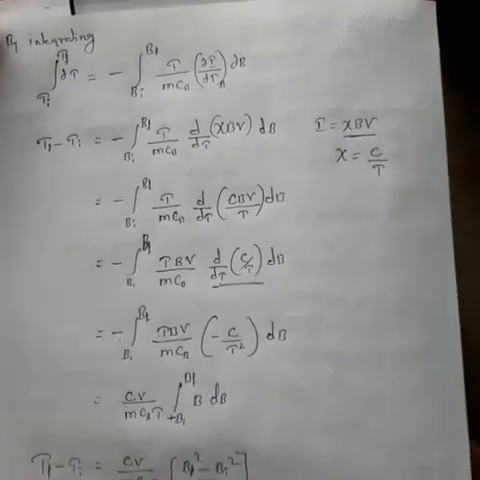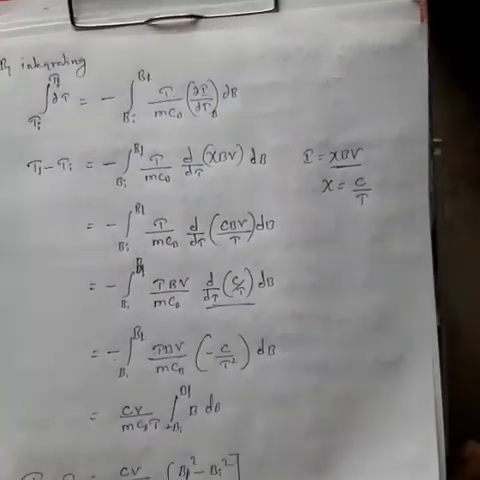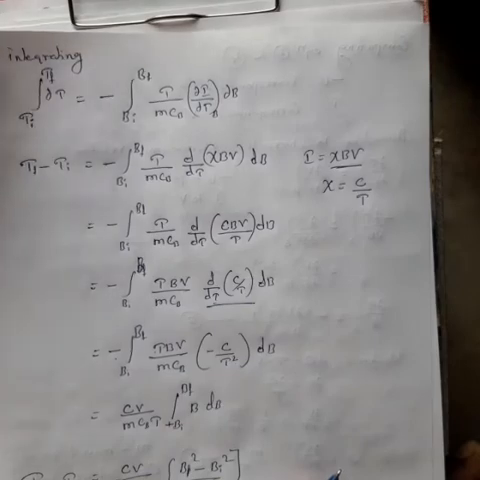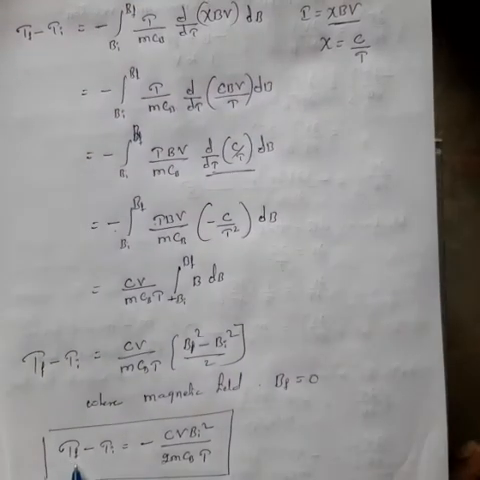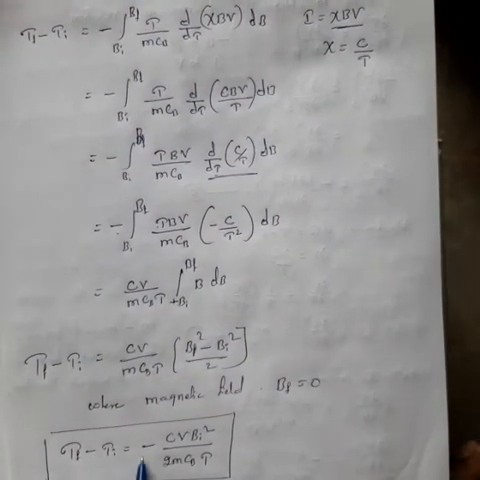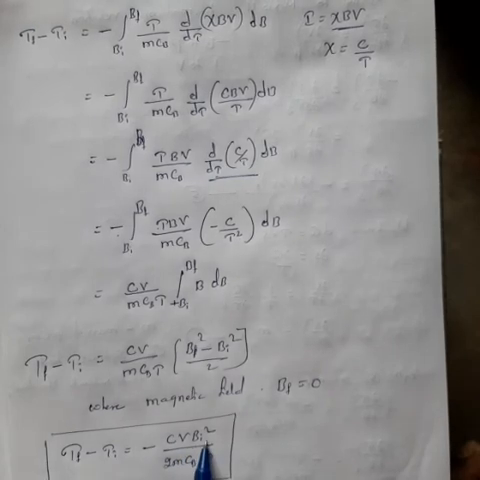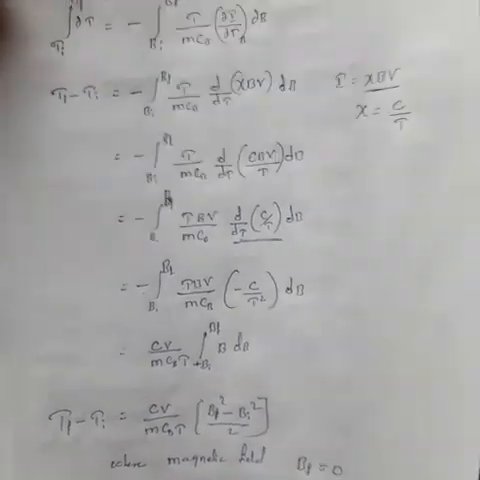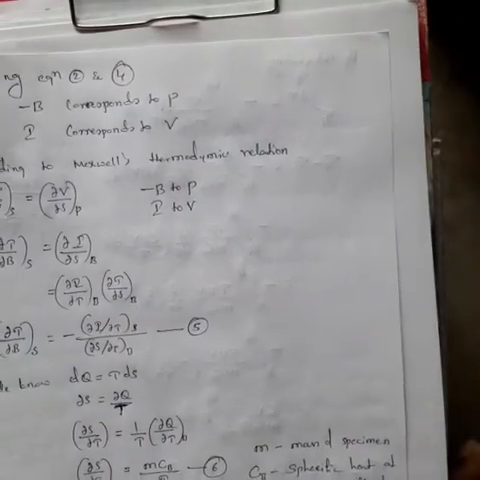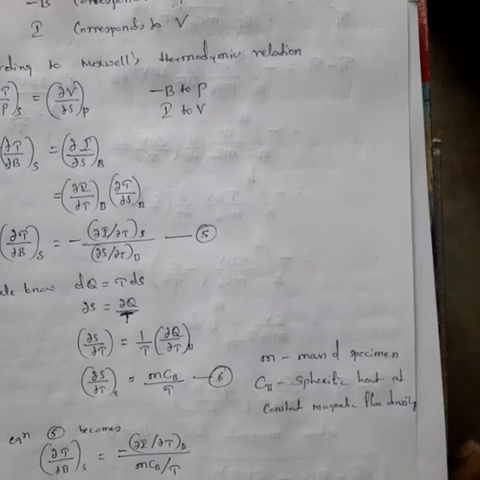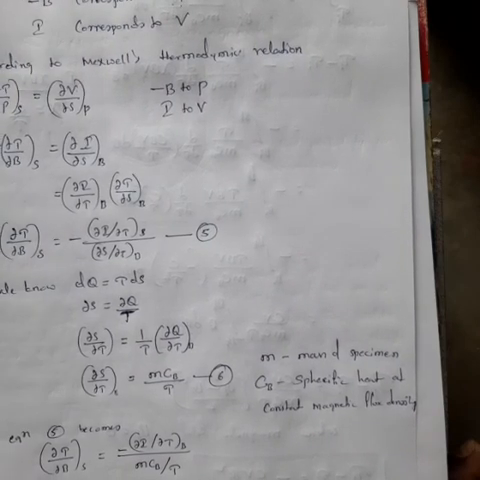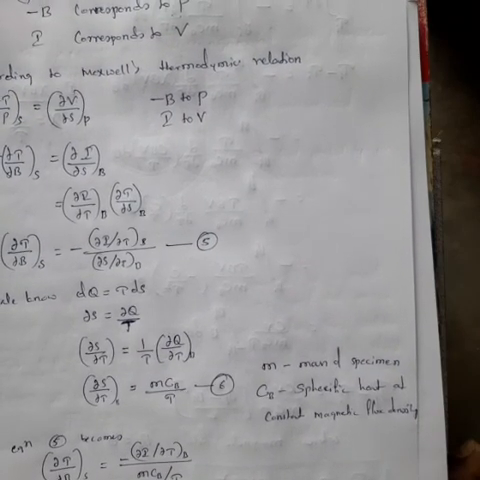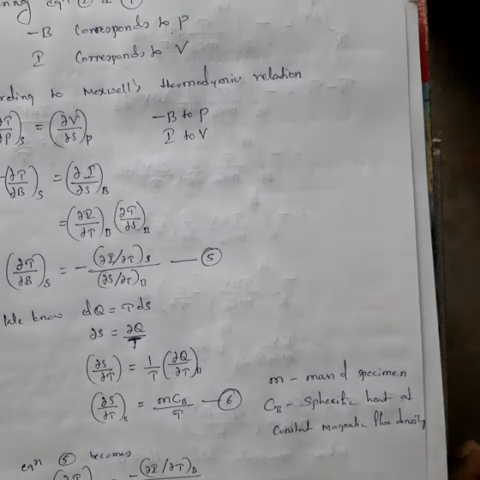If we further expand the expression by integrating, we are going to get this expression, that is Tf minus Ti is equal to minus CV Bi square divided by 2 times M Cv into T. Here C represents a specific heat constant and Cv represents the specific heat at constant magnetic flux density. And this is about adiabatic demagnetization.